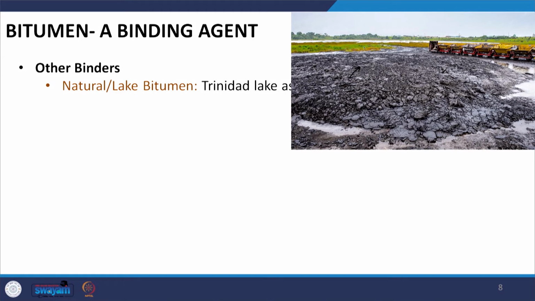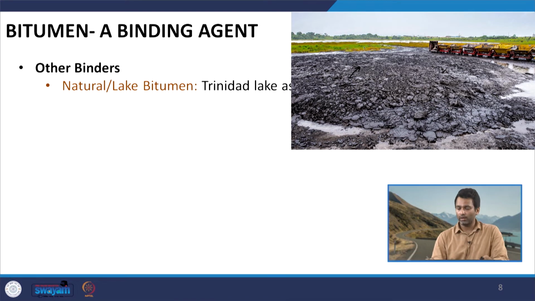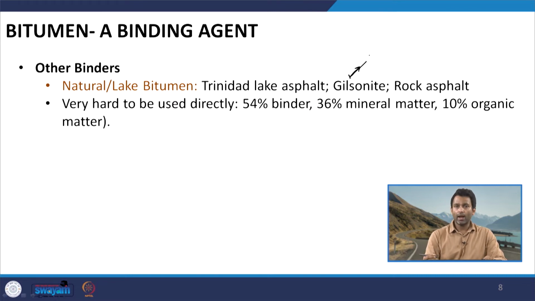This picture shows one of those deposits from the Trinidad Lake, and you can so clearly see that there is a huge deposit of natural asphalt in this particular lake. So, this lake is basically made up of a natural form of bitumen. Gilsonite on the other hand is a natural asphalt, but it is typically found in Utah. Rock asphalt indicates bitumen impregnated rocks.